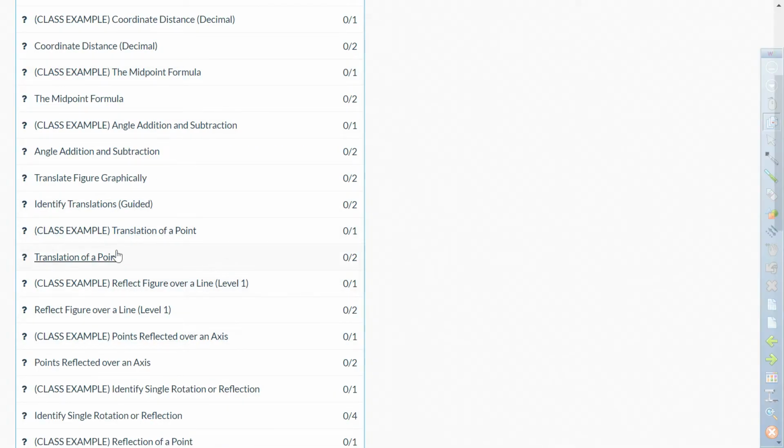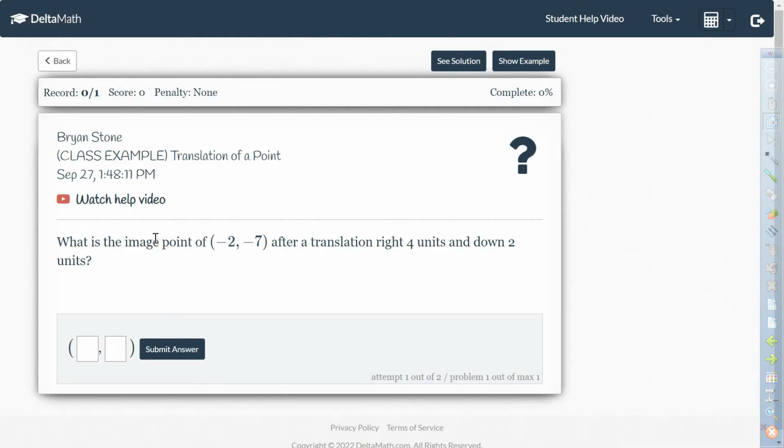But my next one I want to do is this translation of a point. Go ahead and go to that. This one is giving you a point and just asking you to translate 4 units right and 2 units down. So that's the idea. Here, there's a couple ways of thinking about this problem.